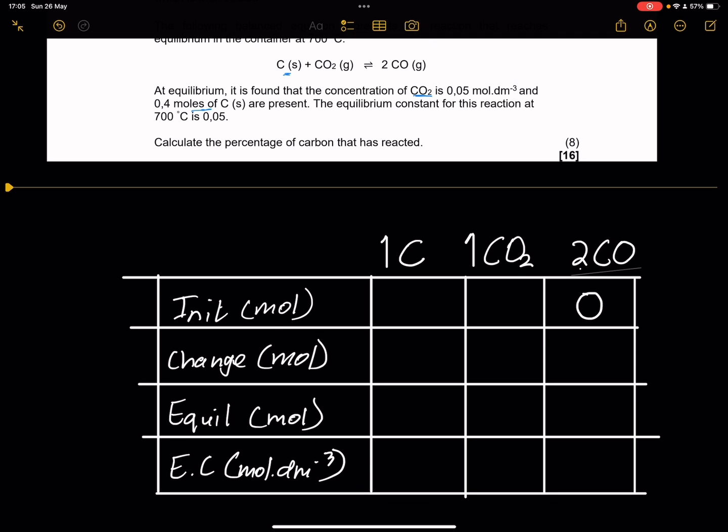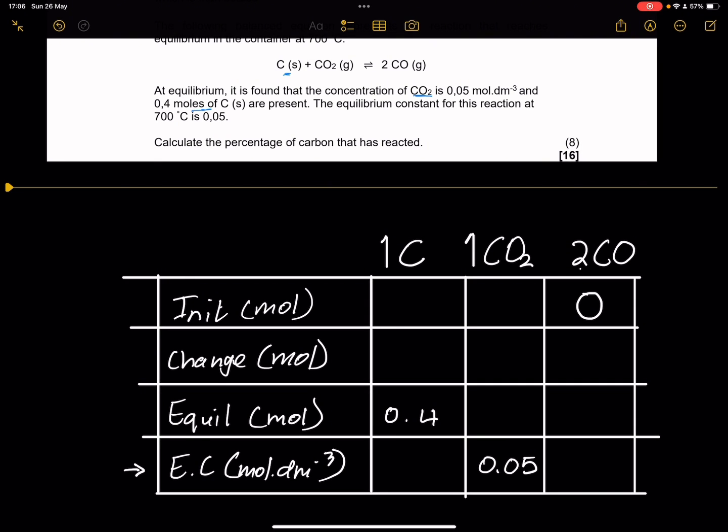So now, at equilibrium, remember they spoke about concentration, not the number of moles. So that is going to be 0.05 over there. And then they told us that 0.4 moles of carbon are present. So with carbon, they give us the moles. So we've got 0.4 moles that are present there. Now, ladies and gents, they also gave us the equilibrium constant of this reaction at 700 degrees. They say it is 0.05.